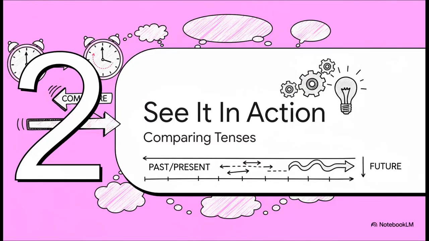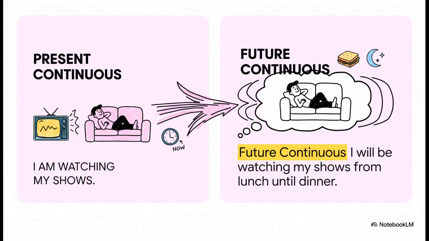Definitions are great and all, but this stuff really clicks when you see it in action, right? And the easiest way to get it is to compare it to something you probably already use all the time without even thinking about it. So, check this out. On one side, you've got the present continuous. I am watching my shows. That's happening right now in this moment. Then on the other side, the future continuous. I will be watching my shows. See that? It's literally the same idea, an action that's in progress. We're just kind of launching it into the future. Honestly, if you get the present continuous, you're pretty much already there.